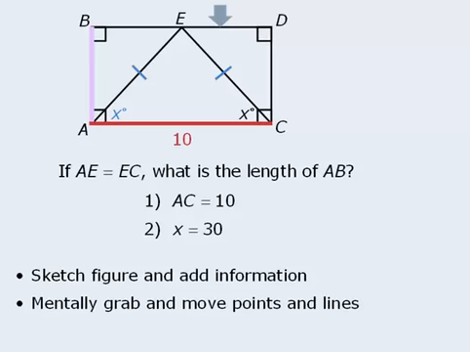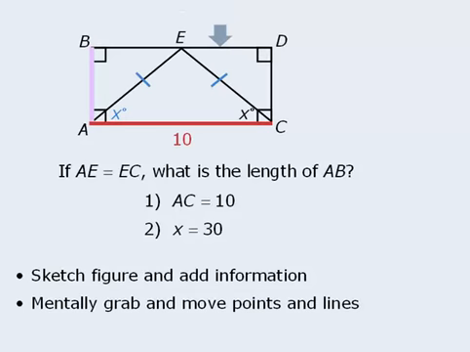I'm going to mentally grab this side here and push it down. Notice that we can do this without disrupting the information we have been given. Side AC still has length 10. We still have 4 right angles, and sides AE and EC are still equal. So this new diagram still retains the given conditions, however, side AB is now a different length.